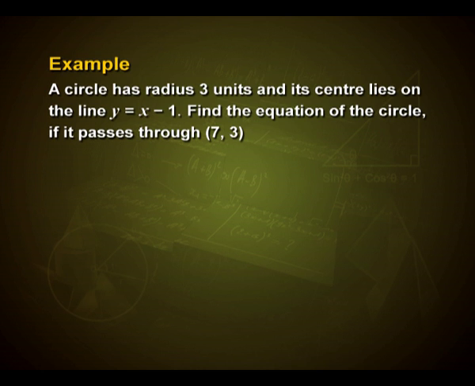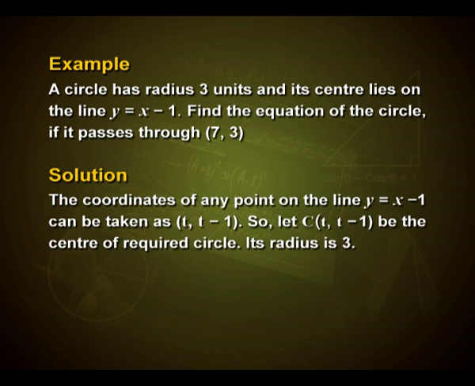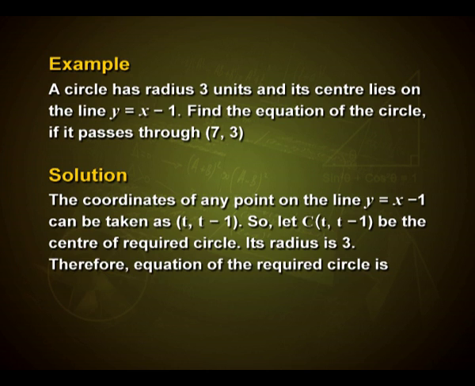Find the equation of the circle if it passes through 7 comma 3. In the solution, the coordinates of any point on the line y is equal to x minus 1 can be taken as t comma t minus 1. So, let t comma t minus 1 be the center of the required circle. Its radius is 3. Therefore, the equation of the required circle is (x minus t) whole square plus (y minus (t minus 1)) whole square is equal to 3 square. Take this as equation number 1.